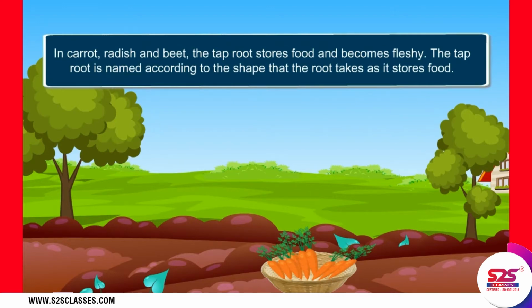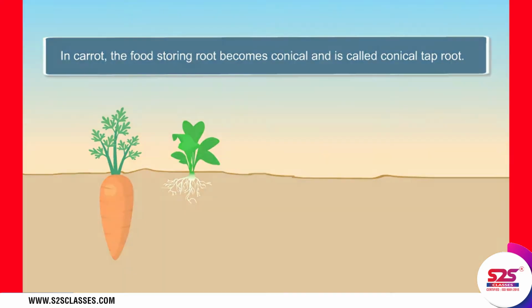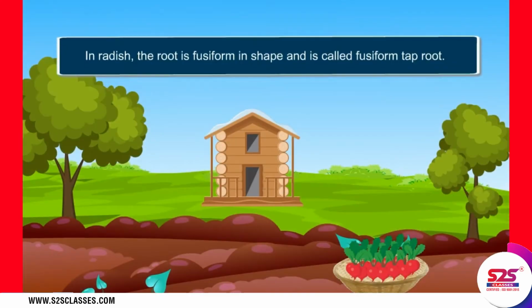The taproot is named according to the shape that the root takes as it stores food. In carrot, the food-storing root becomes conical and is called conical taproot. In radish, the root is fusiform in shape and is called fusiform taproot.